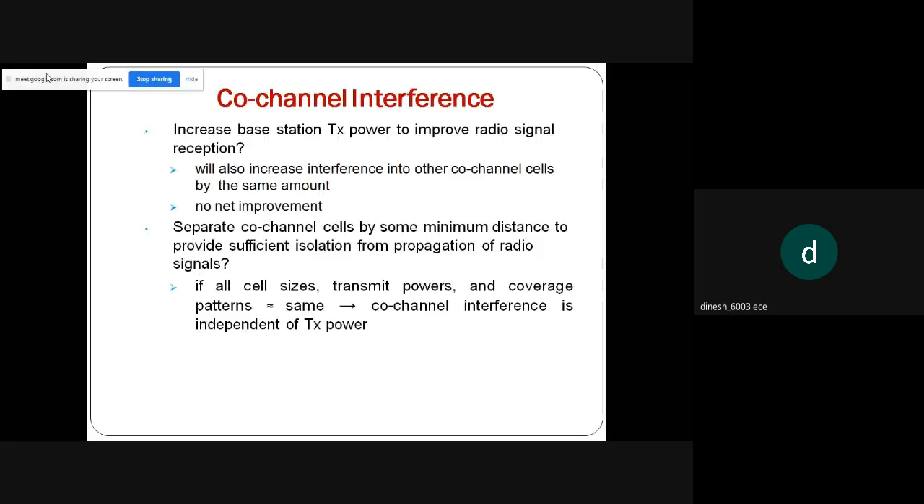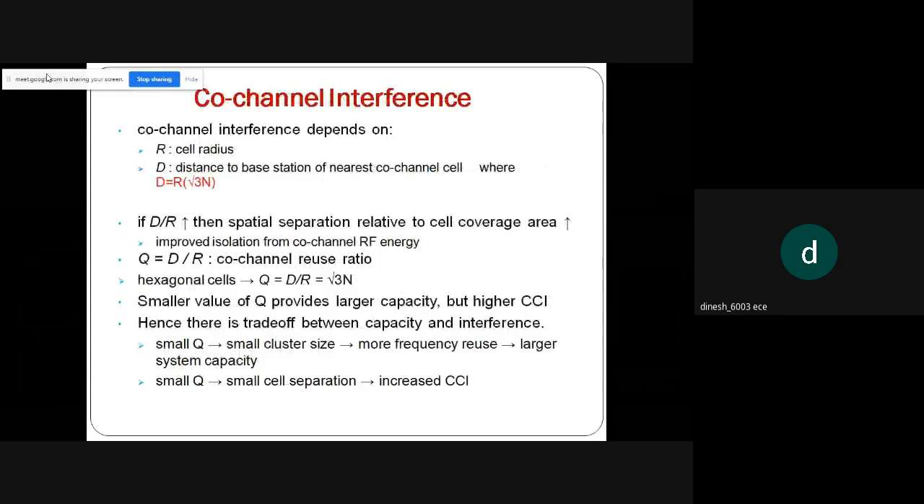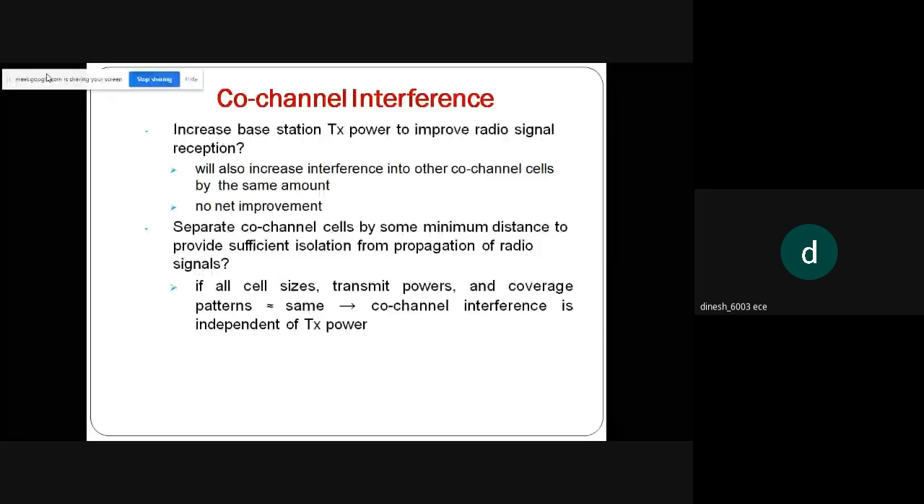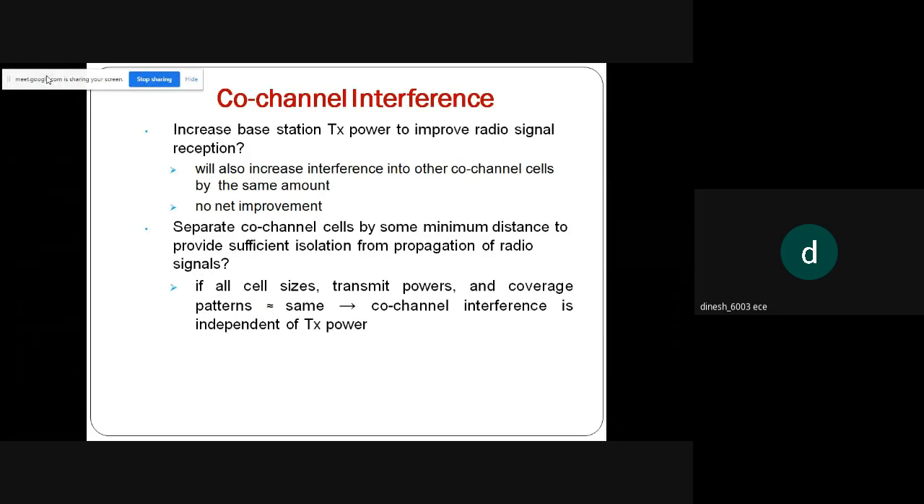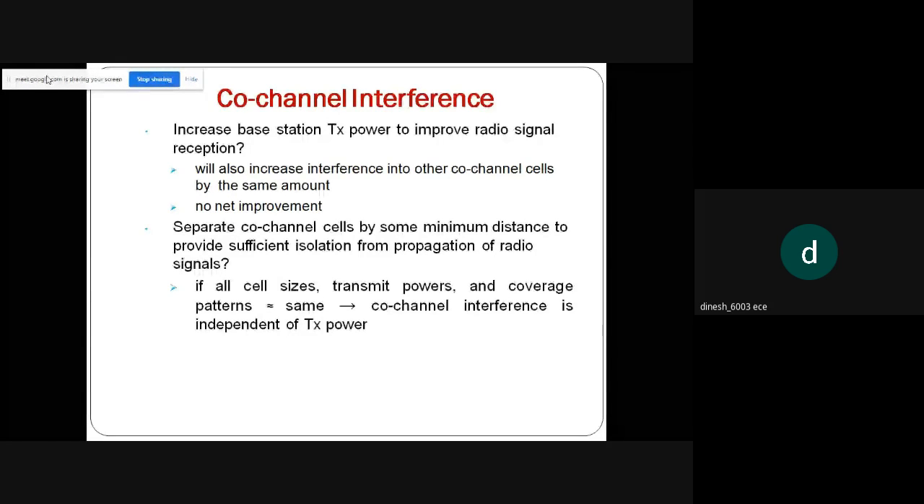So, there are two solutions. One is increasing the base station transmitter power to improve the radio signal reception. If you do that, it will increase the interference into other co-channel cells by the same amount. There is no use. Another is to separate co-channel cells. You can separate these co-channel cells. That is, A is separated from A by D in all the cells. If that can be done, then the co-channel interference is independent of the transmission power. So this can be minimized.